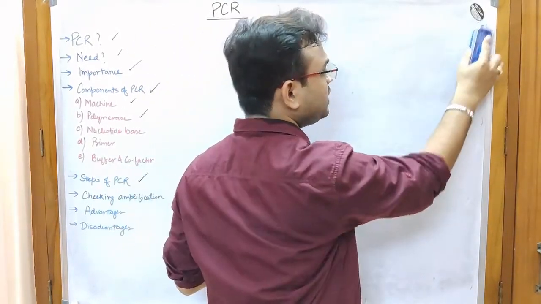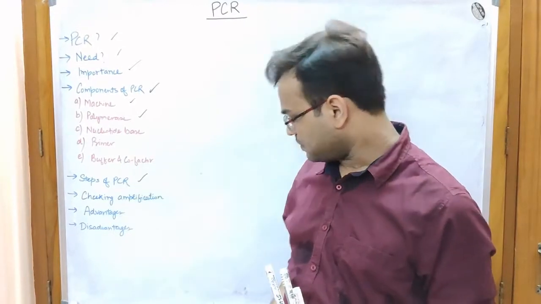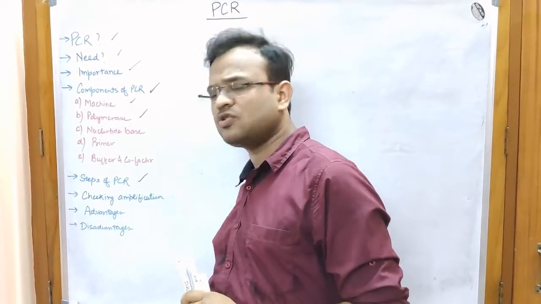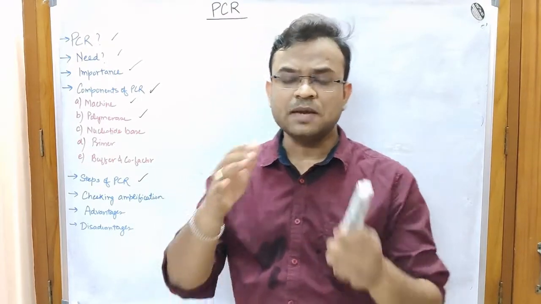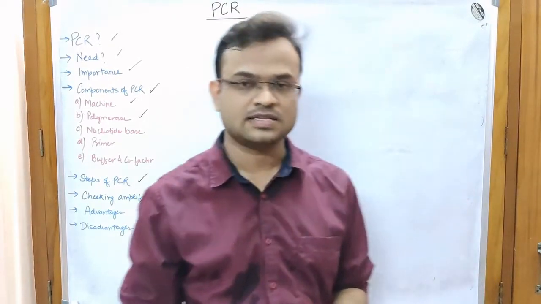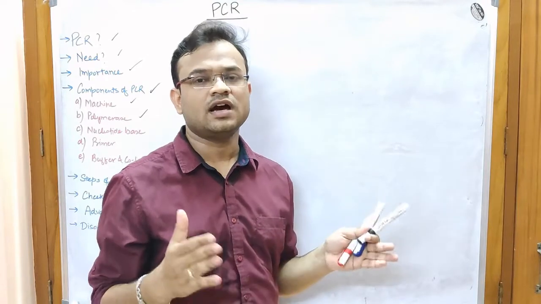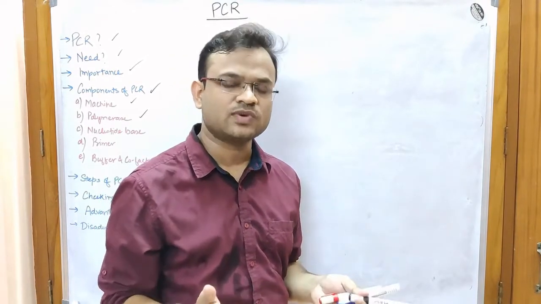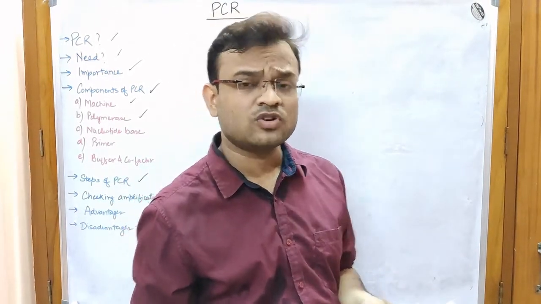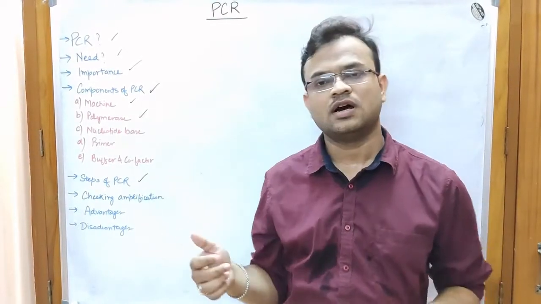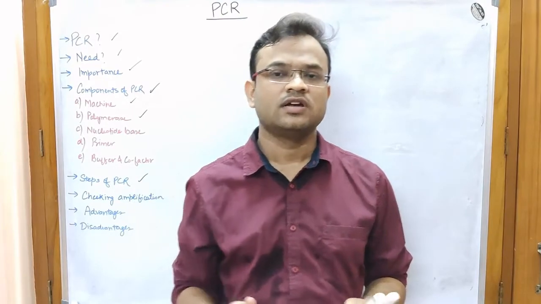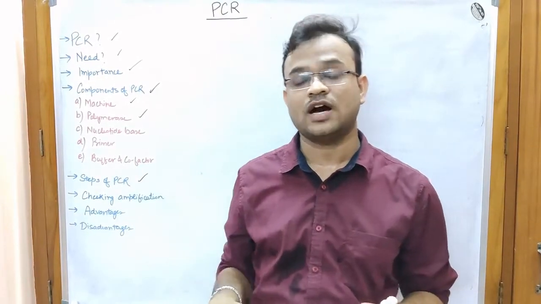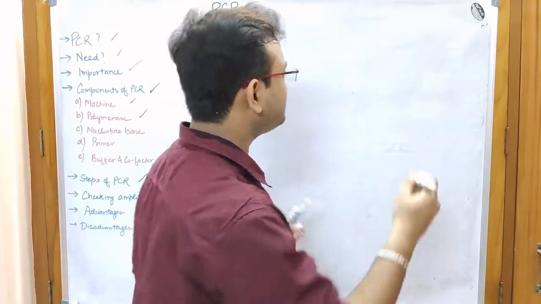So with this we complete the primer section. Now coming to buffers. It is important for any reaction to keep the reactants that are involved in a suitable environment. That is why buffers are used, and some of the cofactors are also used because DNA polymerase is utilizing those cofactors for the elongation of our template. Okay, so let us understand this.